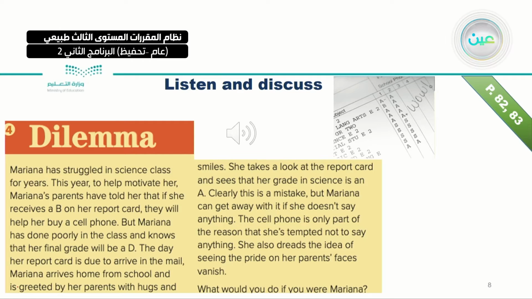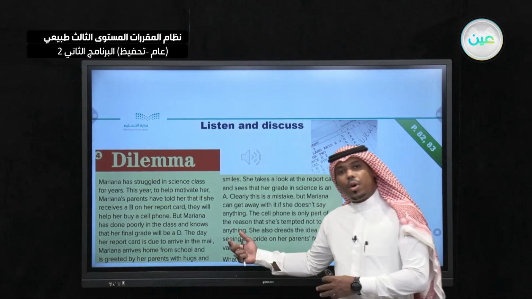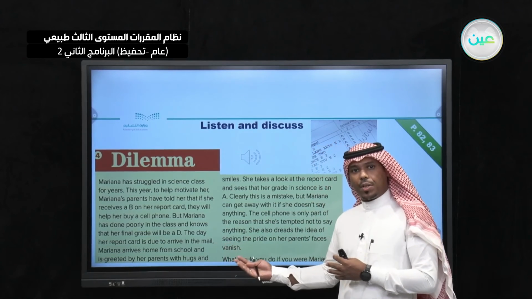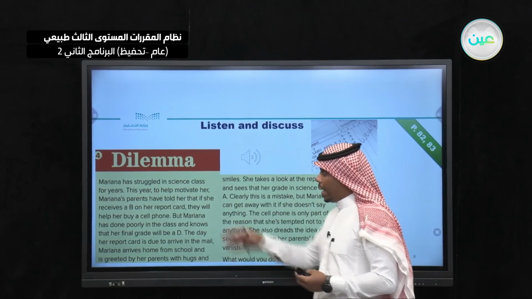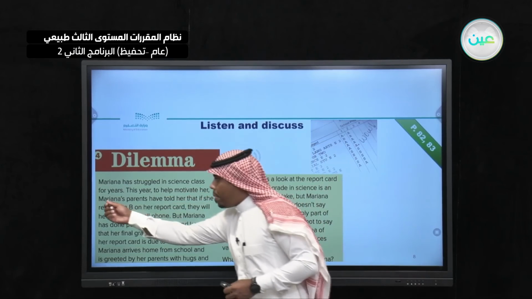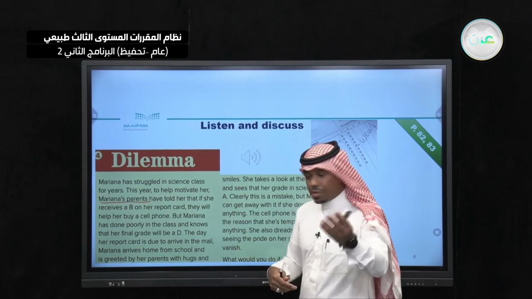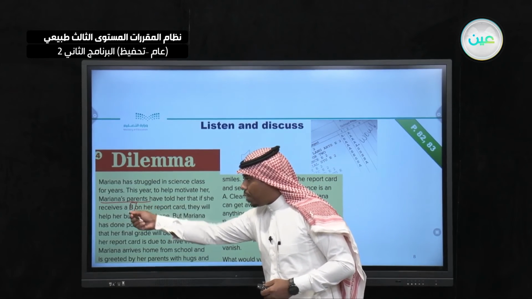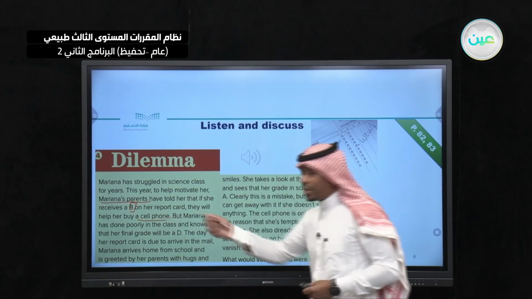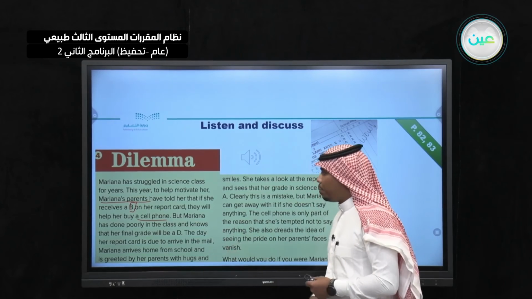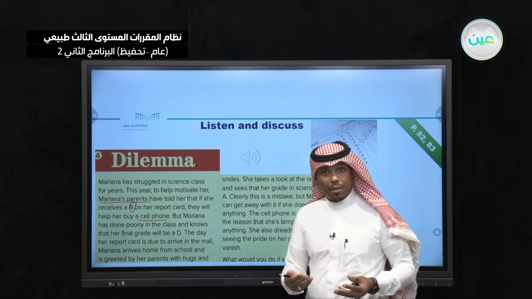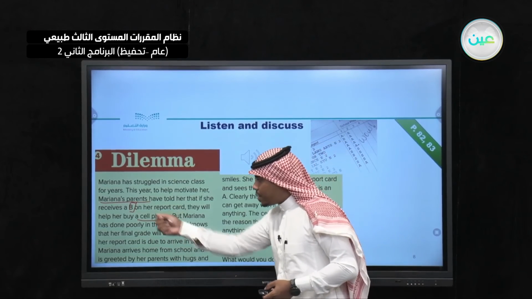Are you going to fake or lie to your parents in order to get what you want? Eventually, I'm talking about. Why? Because in this situation, like Mariana, what happened here actually with her? So Mariana has struggled in science classes for years. But this year, to help motivate her, what happened? Mariana's parents have told her that if she receives a B, at least, talking about the grade now, a B on her report card, they will help her buy a cell phone. So there is a reward for her if at least she gets a B. But Mariana has done poorly in the class and knows that her final grade will be a D. So she will not have, of course, the cell phone.